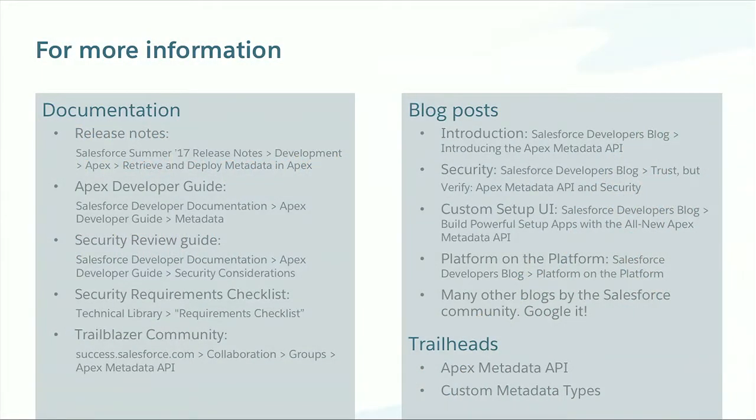And if you want more info, please take a look at that. There's tons of stuff out there for documentation, blog posts written by some of us at Salesforce and written by the community. And new as of Friday is a Trailhead module for the Apex Metadata API. Please check that out. And if you happen to be one of the developers that was holding back on using custom metadata types because you couldn't write to them, we've solved that problem. And if you haven't checked out custom metadata types yet, please do that. And there's a Trailhead for that as well.